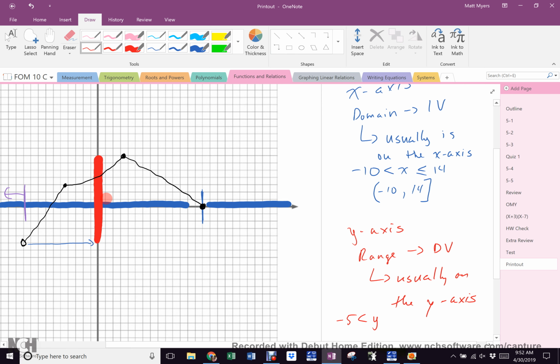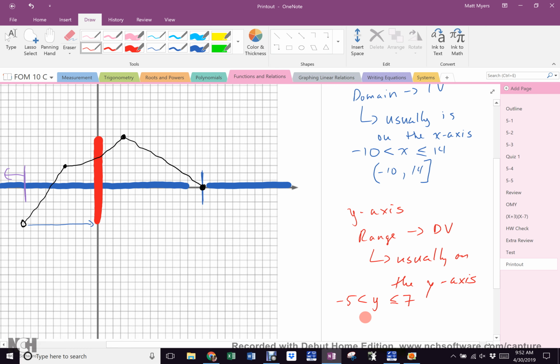Closed dot. 1, 2, 3, 4, 5, 6, 7. Less than or equal to 7. And then I would write it as not including negative 5, but including 7. Is everybody cool? Everybody can do the basic one, yes?